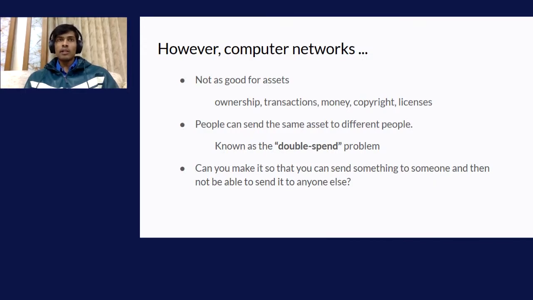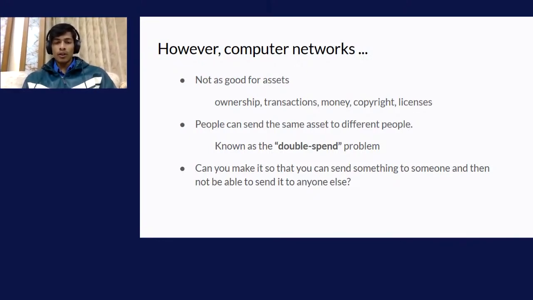So there's this thing called a double spend problem. Let's say you have a cat photo and you give it to one person and then you can give it to another person as well. But you can't do that for money. And that is why a computer network natively is not very good at these things. So how can you make it that you send something to someone and then not be able to send it to someone else?